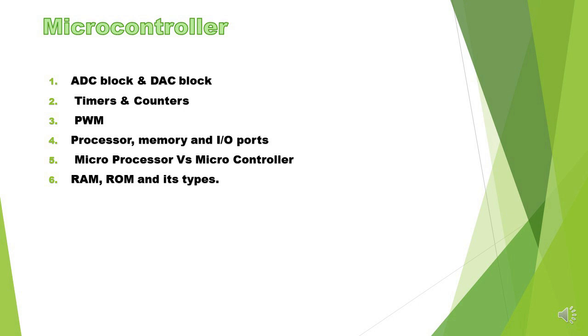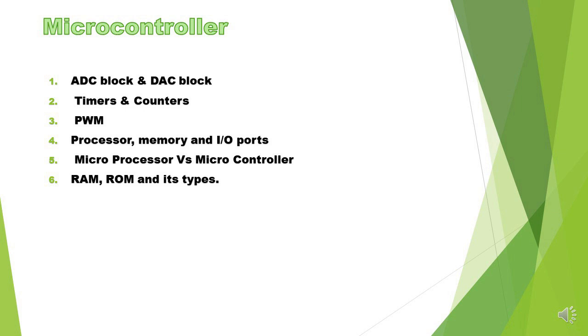Second, the microcontroller contains an ADC block and a digital to analog converter block. Second, timer and counter pulse. Third, PWM, which stands for pulse width modulation. Processor, memory and input output ports. And we also learn about microprocessors and various microcontrollers and their advantages and similarities and so on. And we also learn about memory elements. In that we learned RAM, ROM, types of RAM and types of ROM.